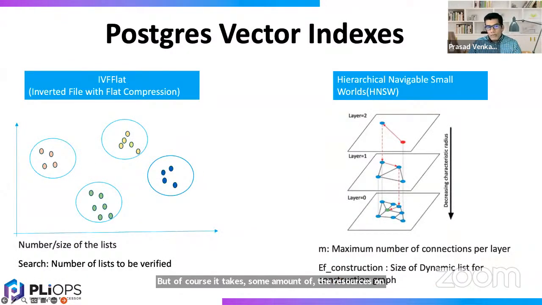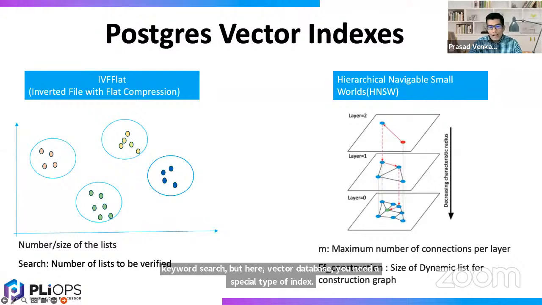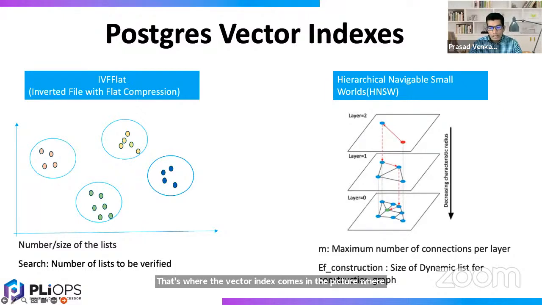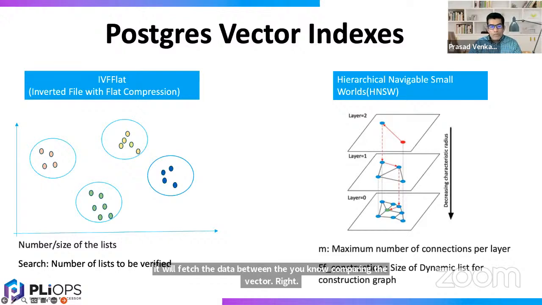Once you identify the distance between the vectors, the next one is indexes. In a scalar database, a regular traditional database, typical indexes are extremely helpful for keyword search. But for a vector database, you need a special type of index. That's where vector indexes come into the picture, fetching the data by comparing vectors. In Postgres, there are two types of vector indexes.